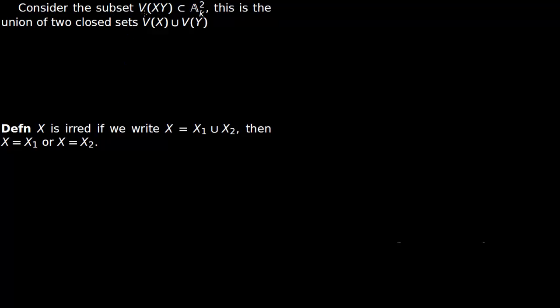So consider the subset, the vanishing set of xy, which lies in A2. Now this is the union of two closed sets, the vanishing set of x and the vanishing set of y. So this is the vanishing set of x, which is x equals 0. And this is the x-axis, which is y equals 0, the vanishing set of y. Both of these axes correspond to the equation xy equals 0. So that is the vanishing set of xy.